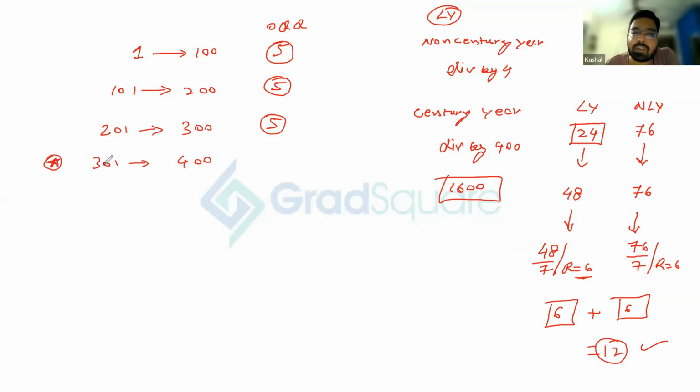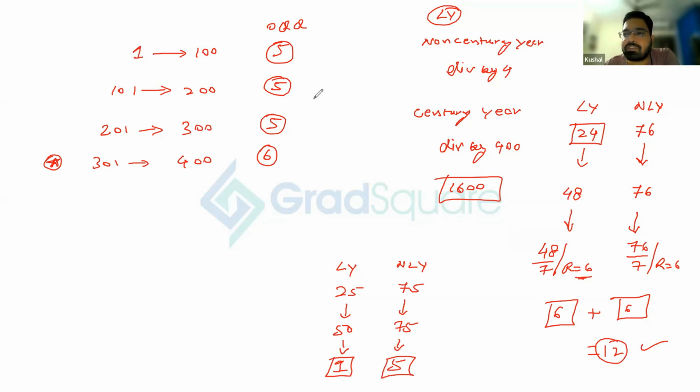This 100 years from 301 to 400 will have how many leap years? It will have 25 leap years. How many non-leap years will be there in this? 75 non-leap years. The leap years will create 50 odd days, which effectively means one odd day. And what about 75? 75 will create 75 odd days, which effectively means 5 odd days. Effectively, it should have been one extra day anyway, because there was one extra leap year over there.